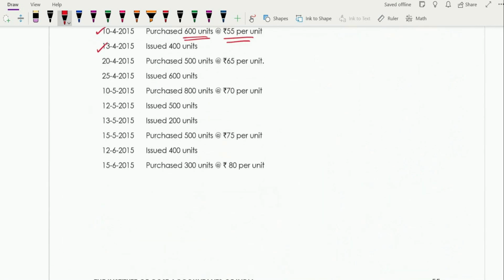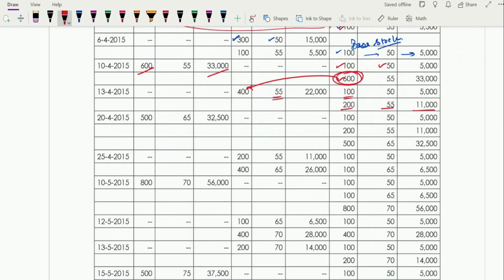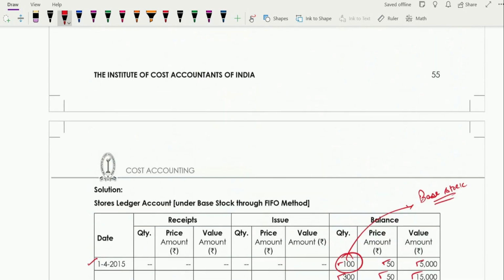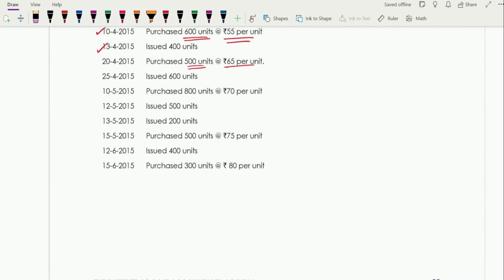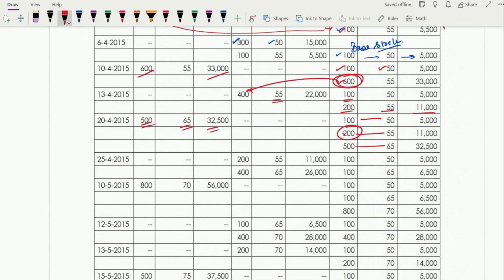Now on 20th of April, purchased 500 units at rupees 65 per unit. Now you are left with three types of stock: 100 at 50, 200 at 55 and 500 at 65. After that, issued 600 units. When you issue 600 units, from where will you issue? First, you will utilize the 200 at 55 and the remaining you will issue from the 65 stock. The balance is 100 at 50 and 100 at 65.